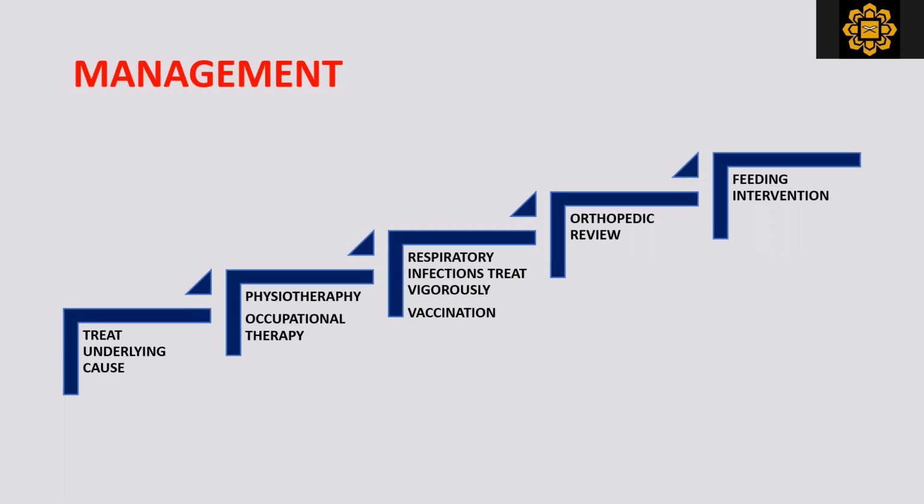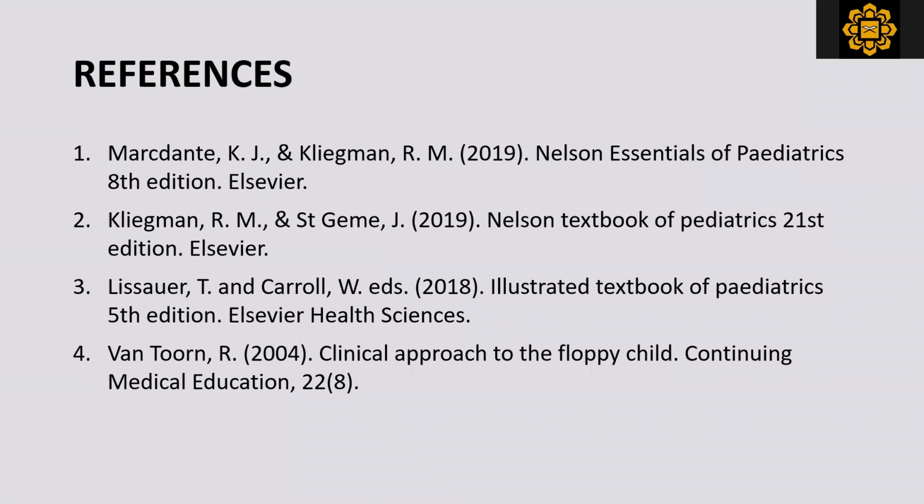And fourthly, we may refer the patient for orthopedic review because of the weaknesses. The patient is prone to have scoliosis and also subluxation of the hip. And lastly, feeding intervention because of the weakness of the digestive system. Because the patient may have difficulty in feeding, then we may give nasogastric tube and so on, depending on the nutrition of the patient. And I believe that's all regarding the floppy infant, and these are my references: Nelson Essential and also Nelson textbook, the illustrated textbook of pediatrics, and lastly the clinical approach by Van Ton. Okay, I open the floor for any question.